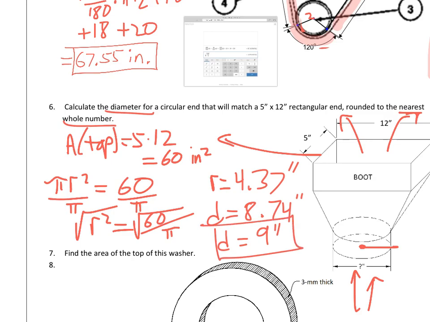I was tempted to round early, but don't do it. Don't round this to 4 and then double. If you round this to 4 and double, you'll end up with an answer of 8. We need to find the diameter and then round. That's 9.